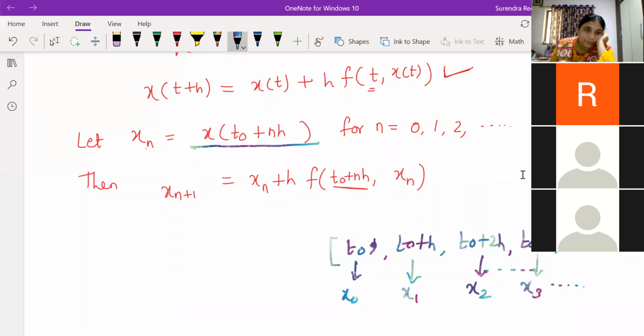Yes, ma'am. So t is any point in that interval, whatever may be that t. So I am replacing now t by t0 plus nh, so it depends on n. What will be that point? Okay, so now if I replace t by t0 plus nh, what will this be?